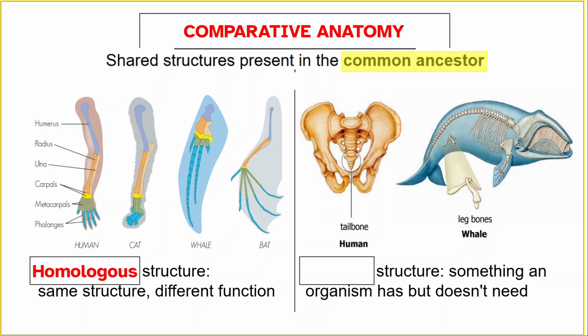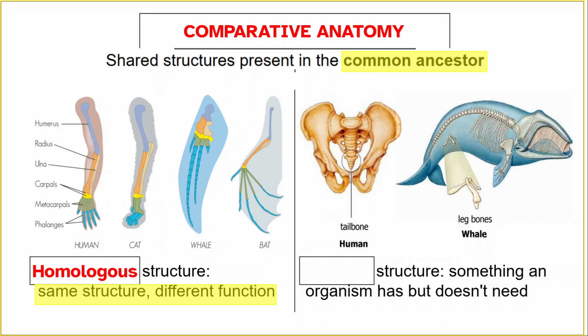The first one is homologous structure. Think about our arm bones. We share the same bones with cats, with whales, with bats. Homologous, homo means same, so homologous means they have the same structure but different function. So I want you guys to make sure you highlight that. So they have the same structure, different function.